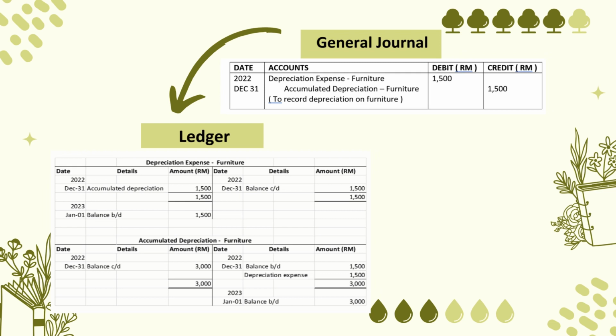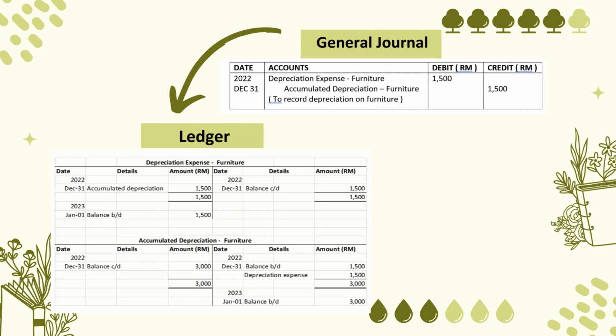Okay, for the depreciation expenses ledger, on the debit side, we will record the accumulated depreciation 1,500 and then we balance the debit and credit side. And once we have balanced both sides of the debit and credit, we will get the balance BD amount, which is 1,500.